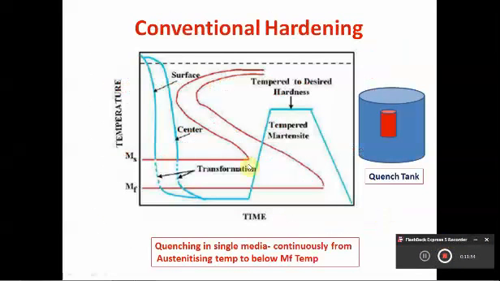This figure indicates a conventional kind of hardening where castings or samples are heated to austenitizing temperature and rapidly quenched in an oil or water quenching bath. Then they are followed by a tempering operation. So it is a single quenching medium where the sample is continuously cooled from austenitizing temperature to well below the martensite finish temperature.